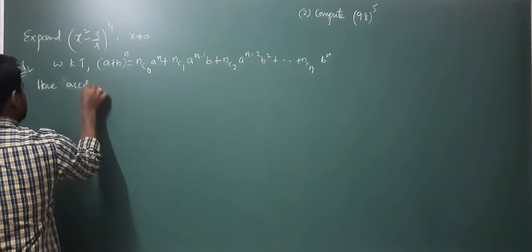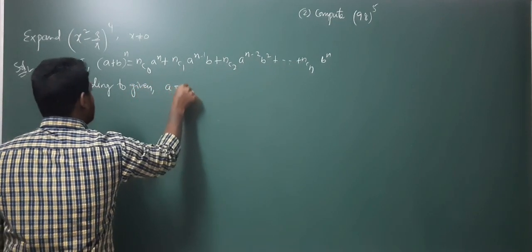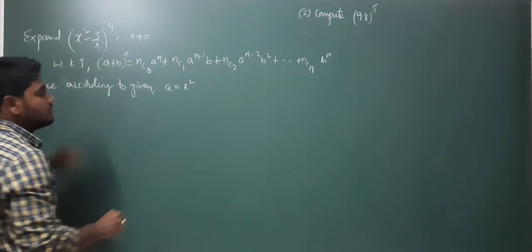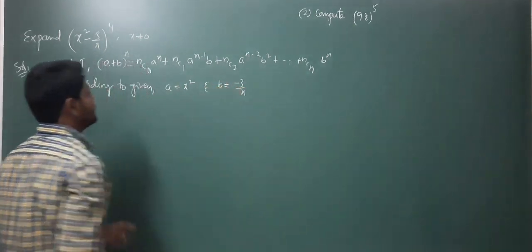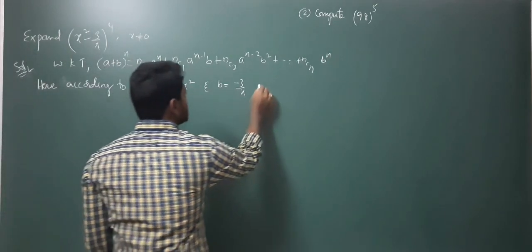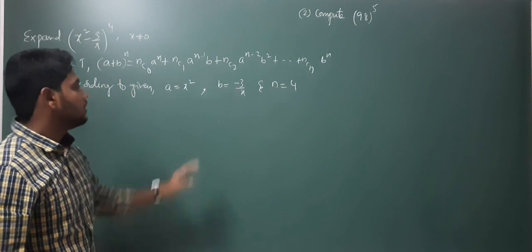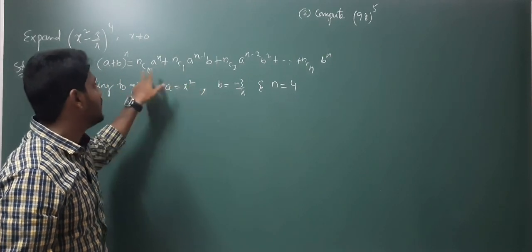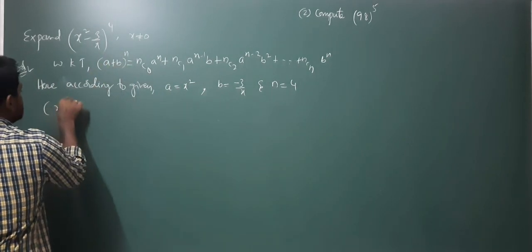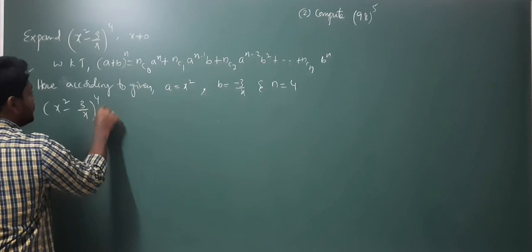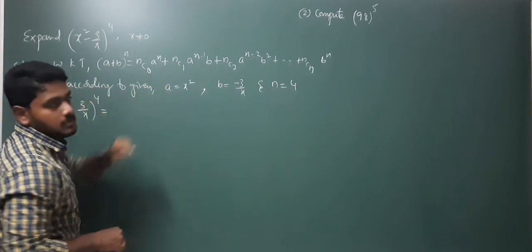Here, according to the given, a is equal to x square, and b is equal to minus 3 by x, and n is equal to 4. Now instead of a value, b value and n value we will substitute these values. That's it. So (a plus b) whole power n will become (x square minus 3 by x) whole power 4, which is equal to: n is 4, a is x square, b is minus 3 by x.